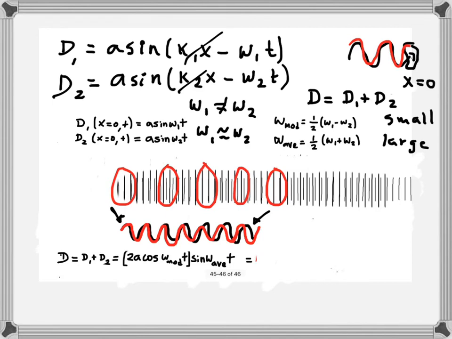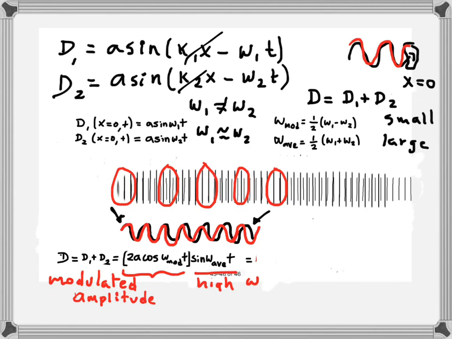So the result that we get, I'm not going to show you the trigonometric steps, it's a little bit long, but the final answer is that the sum of the two, this is the displacement of your eardrum, is going to be 2a cosine of the omega modulation times time times the sine of the average omega times time. So what does this function look like? Notice that omega average is the sine function has a high frequency, so it's going to oscillate very quickly in time. And we have this very slowly oscillating function given by 2a cosine of omega modulation times time.